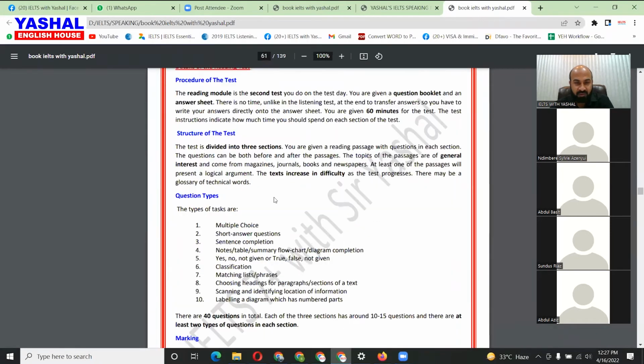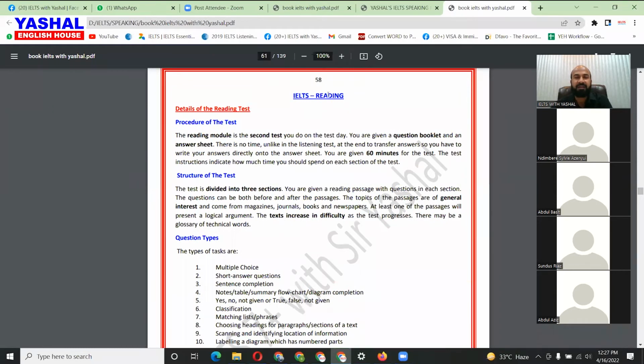When you would be getting the notes, you would be reading it. Then it's about the reading. In reading, how many reading sections, how many reading passages are there?